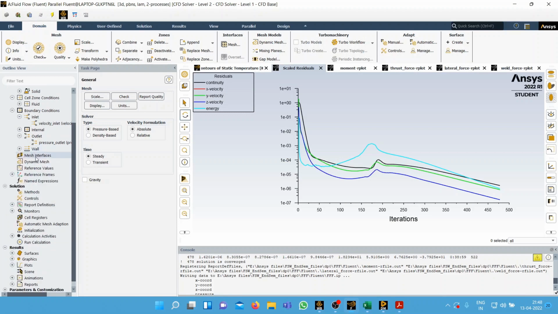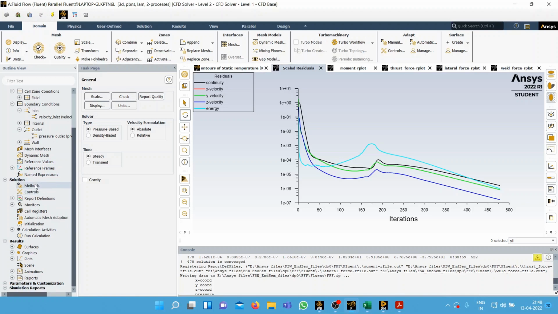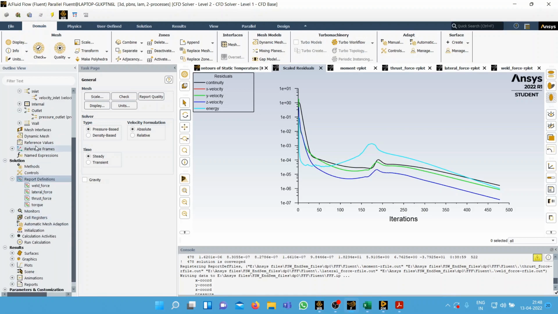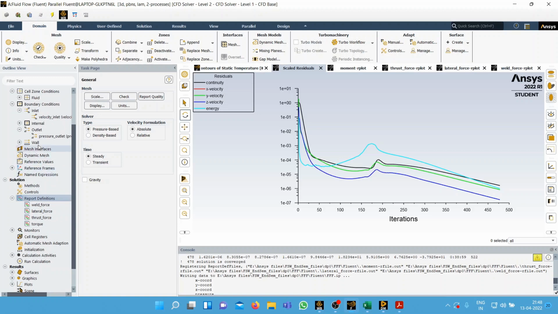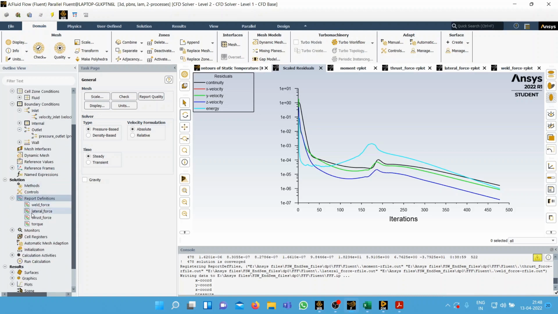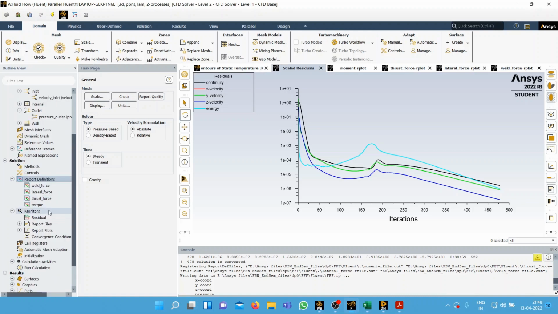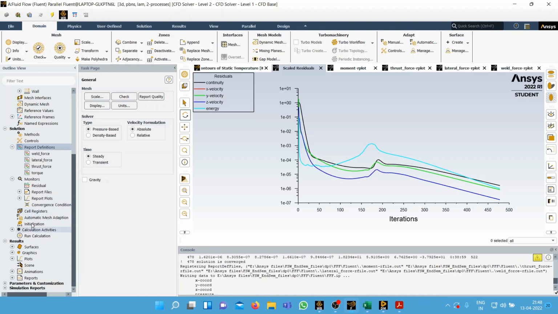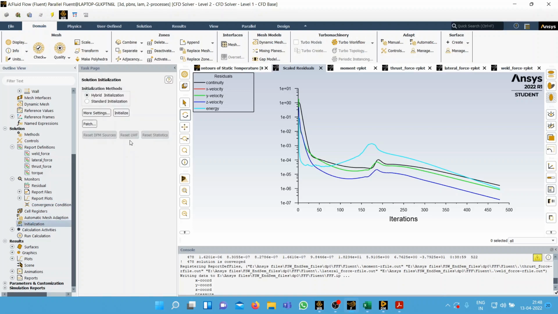And after this, named selection methods, report definitions. In report definitions, I'm actually going to find all these variables, that is weld force, lateral force, thrust force, torque, etc. This is a solution. Monitors report, then initialization. Yes, and then finally I'm going to initialize it using the hybrid initialization.